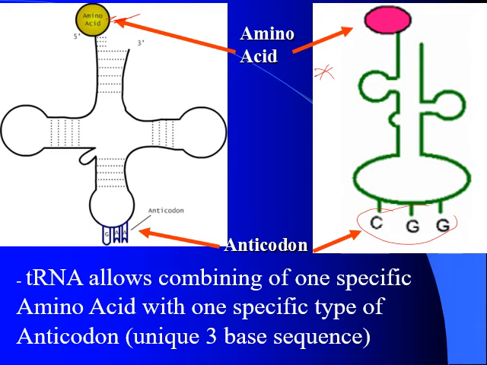So tRNA allows for the combining of one specific amino acid, the amino acid at the top, with one specific type of anticodon. So every anticodon, CGG or CGC or whatever, gives a specific sequence that can bind to a specific amino acid on top. So these 2 are related to each other. If the sequence changes, you can get a different amino acid. So they are very specific to each other.